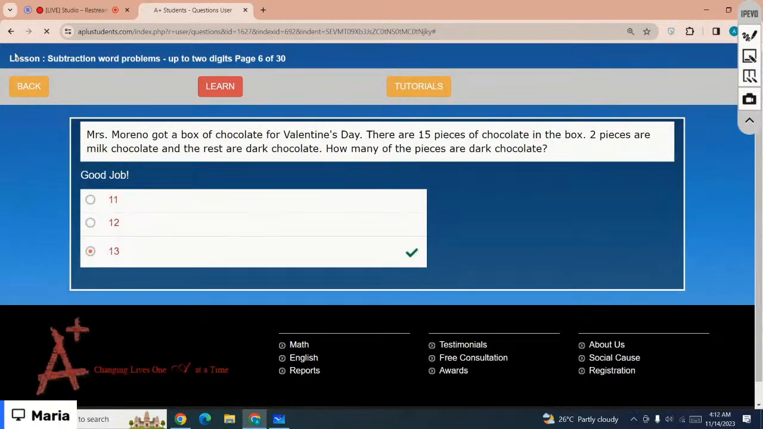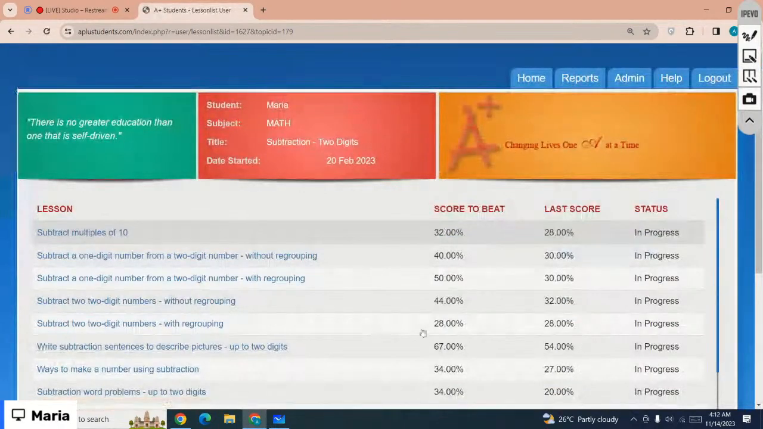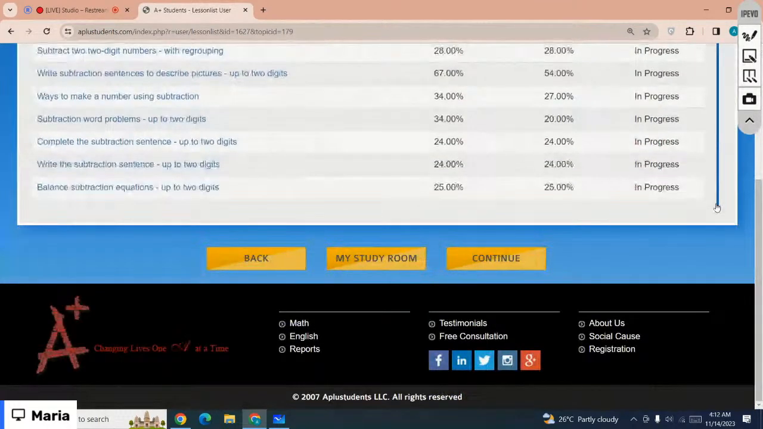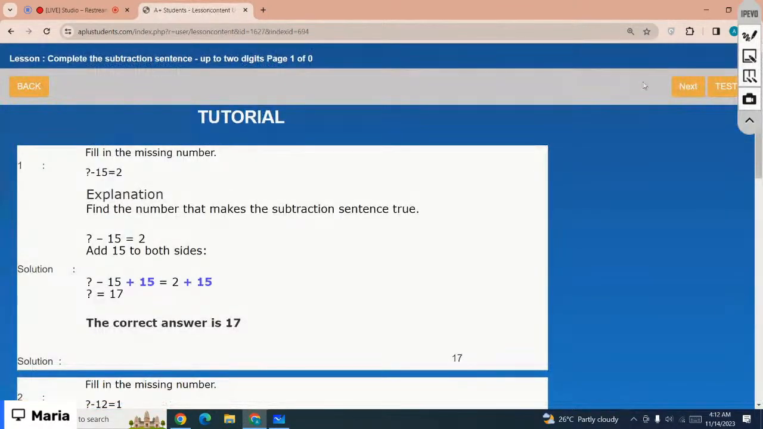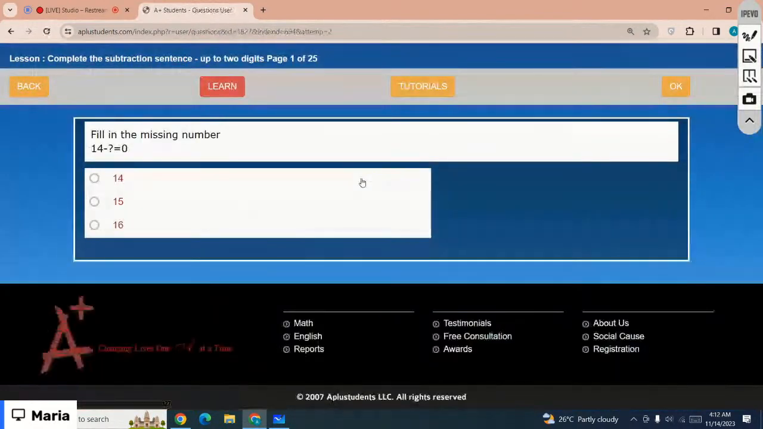Okay, you can complete the lesson by yourself later today. Let me just move on to the next lesson. And the next lesson is complete the subtraction sentences up to 2 digits. So let's just start with the test question. Okay, so find the missing number. 14 take away missing number equals 0. So which is the correct option?